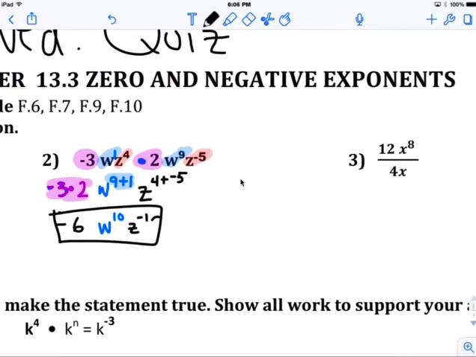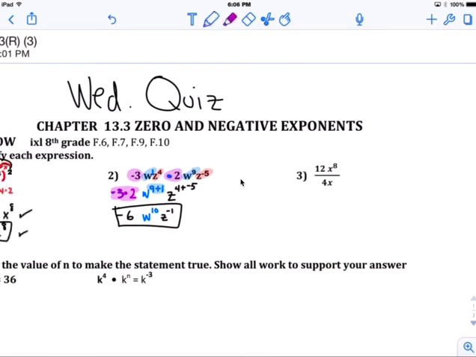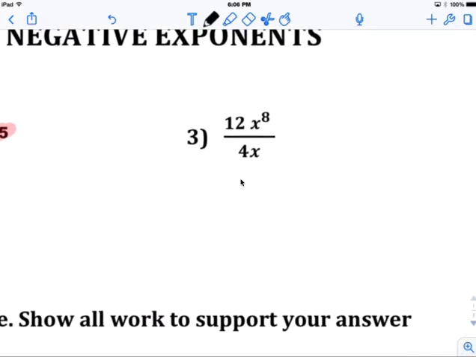You learn you can't have a negative exponent. That's not simplified. Now when you're done with everything you learned today, these are the next IXL you need to do. It's up on the board also.